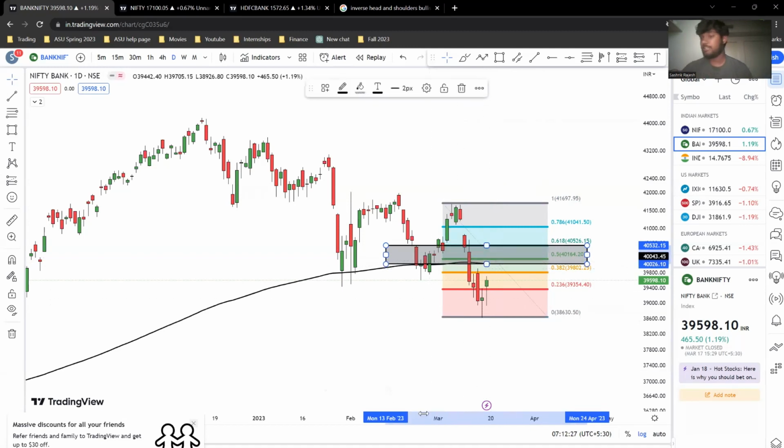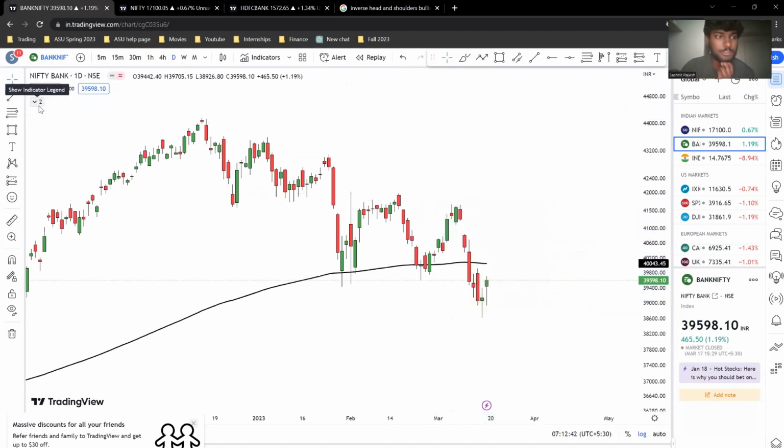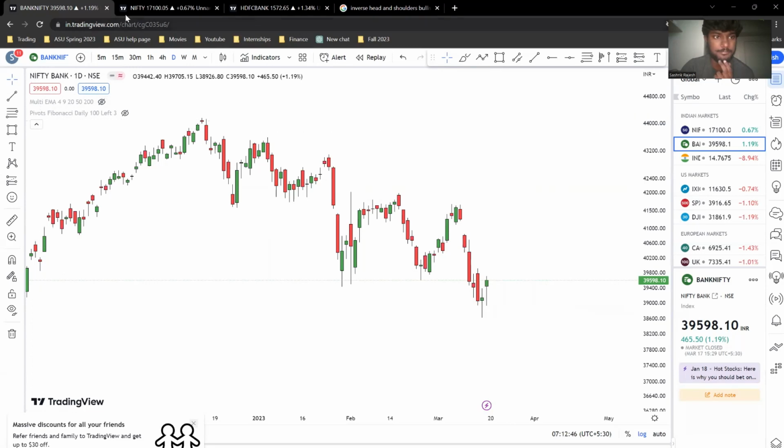And like I told you, Nifty has a potential till the 200 moving average, which makes Bank Nifty also have potential to move up, right? So that's what we get from the higher time frame. Now let's go on to the lower time frame and decide our trading plan.